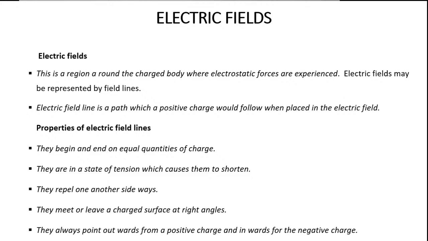Electric fields may be represented by field lines. These electric fields, we can't see them with the naked eye, but due to their effects, we know they exist. And therefore, we represent them by field lines. These field lines are just visualizations to tell the effect of the field. Therefore, we define an electric field line as a path which a positive charge will follow when placed in an electric field.